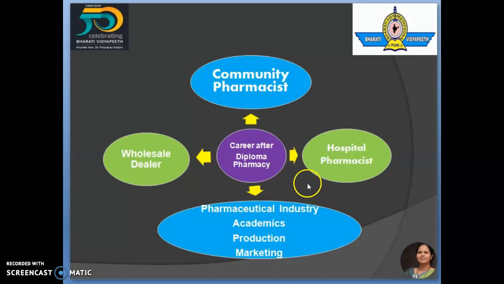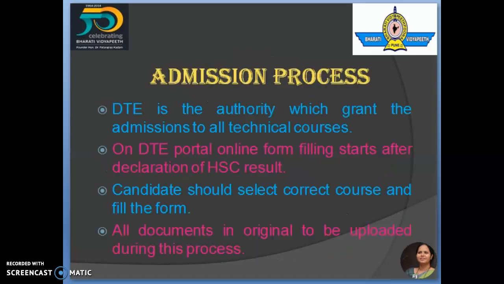After completing the 4-year degree course, the child can enter in pharma industry, can enter in academics, go for higher education. Once the 12th examination result is declared, the admission process starts. DTE is the authority which gives the admission. Online form filling starts post HSC result declaration. You should select the correct course. You want to go for diploma or degree.